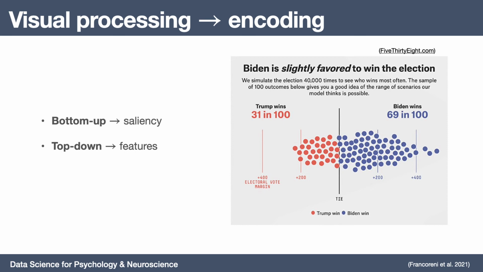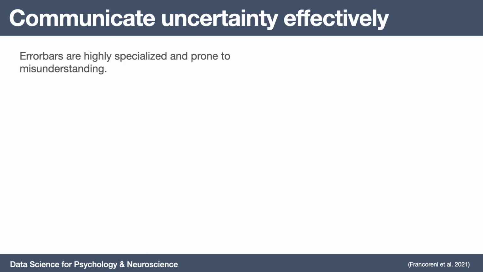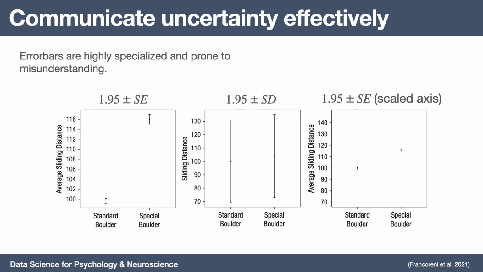Now, this plot also brings up a very crucial point. By showing these different simulations, what the data visualizer is showing is also a degree of uncertainty. And communicating uncertainty is crucial for data visualization. It is also one of the hardest things to do. Now, in scientific visualization, we often use things like error bars to show variability or uncertainty. However, error bars are highly specialized and prone to misunderstanding. This is true even for professional scientists. So for example, I'm going to show you the same data plotted 3 different ways.